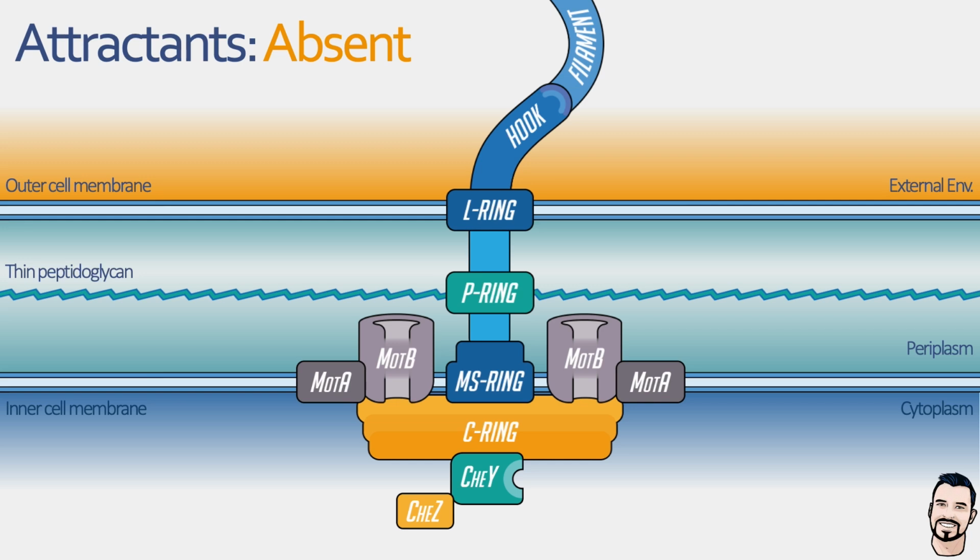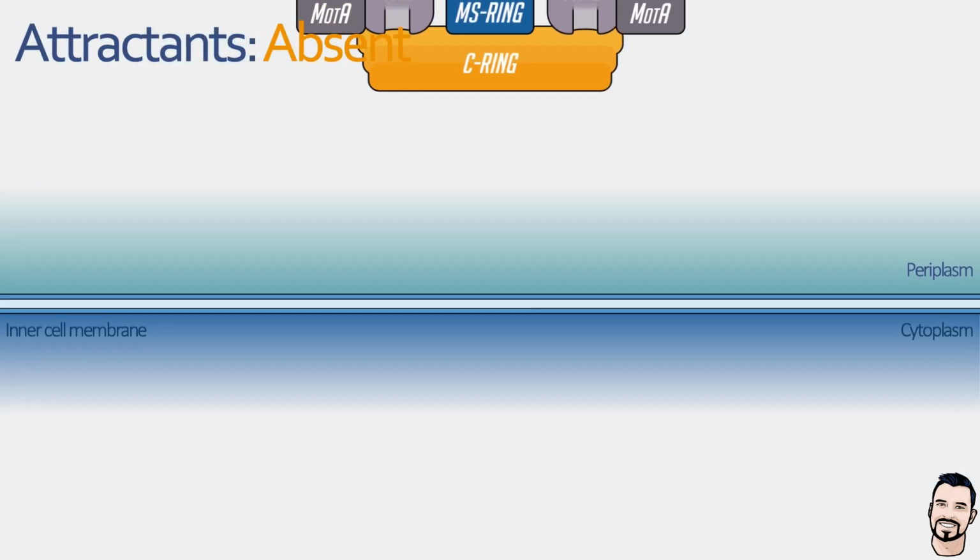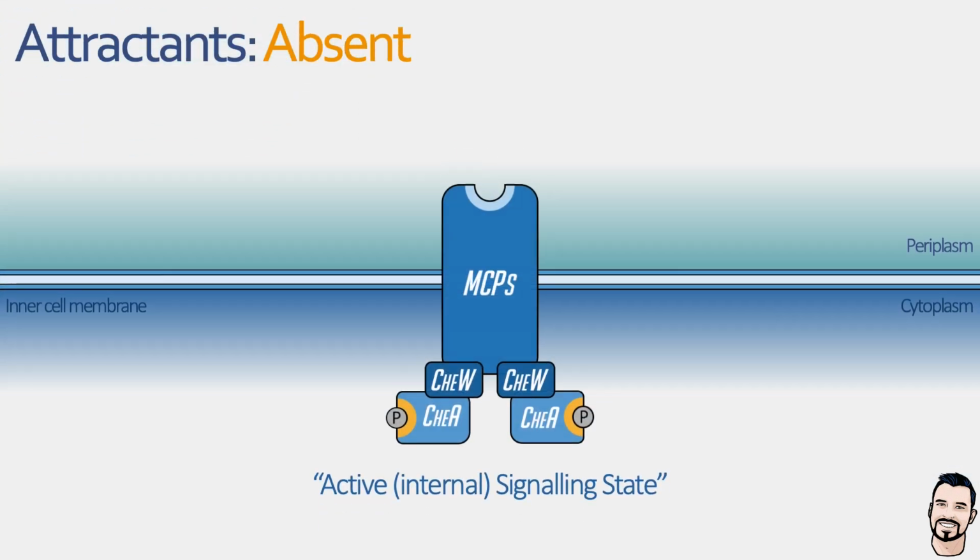Now, if we take 2 steps back and if we look at the chemosensory complex in its active signalling state, it is able to interact with a second response regulator, CheB. Now, CheB localizes around these chemosensory complexes, and when in close proximity to an activated CheA protein, it can become phosphorylated, putting it into an activated state.